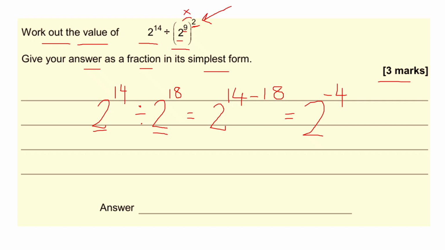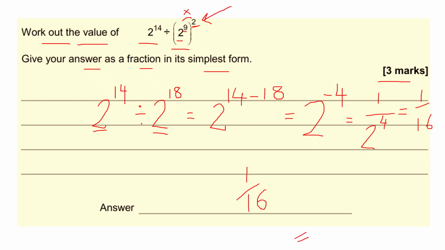Now it says give your answer as a fraction in its simplest form, so we're now going to evaluate this part here. 2 to the minus 4, guys, what does that mean? Well, a negative power, a negative index, makes it 1 over what it otherwise would have been. So it's 1 over 2 to the positive power of 4. The numerical value stays the same, and 2 to the power of 4 is 2 times 2 times 2 times 2, which is 16. So we get 1 over 16, or 1/16th, as our answer.